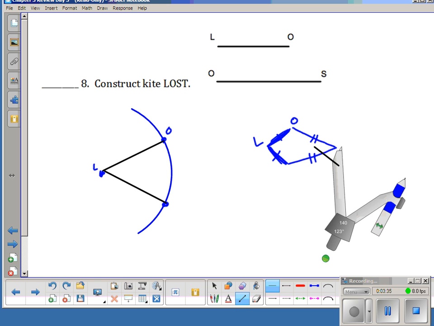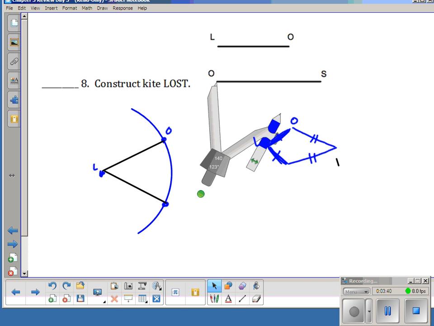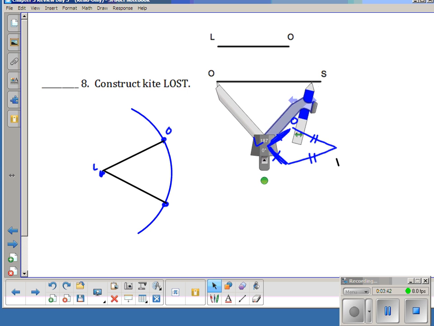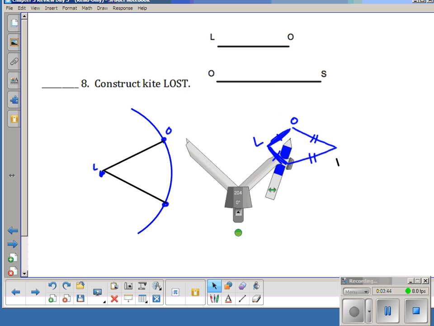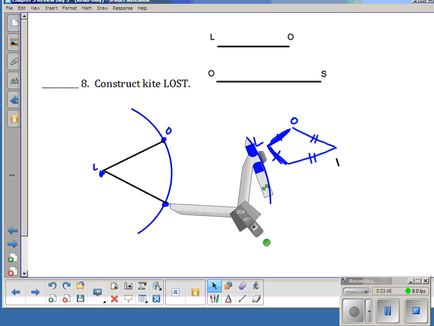All right, now the next step, again, I do that every single time. I always got to go back to my pointer. Right, and the next step is going to be to measure OS with my compass. So I've got the width. Then I'm going to go to each one of those points I selected and make an arc.